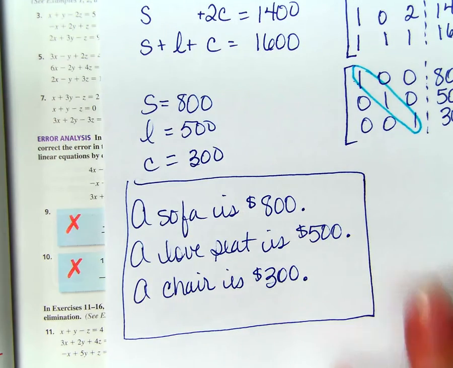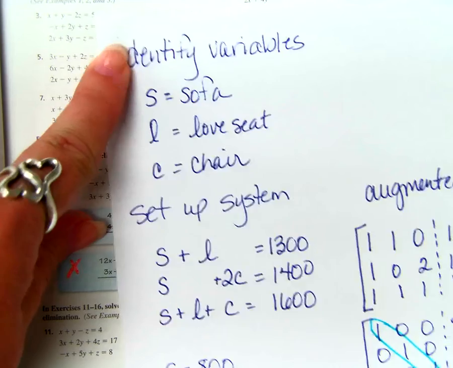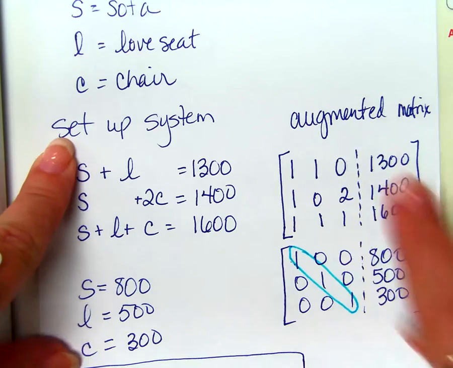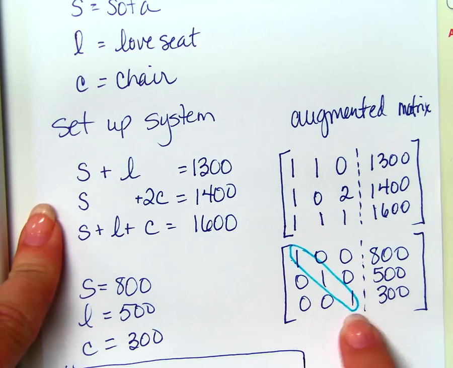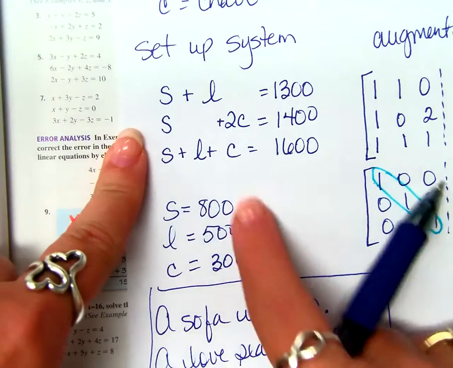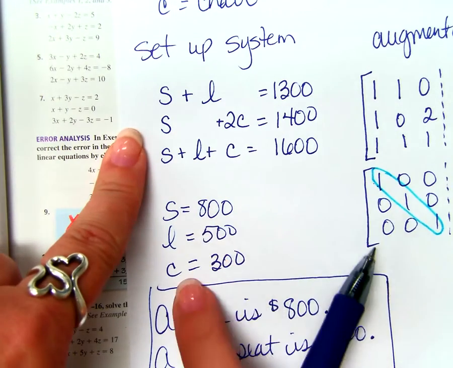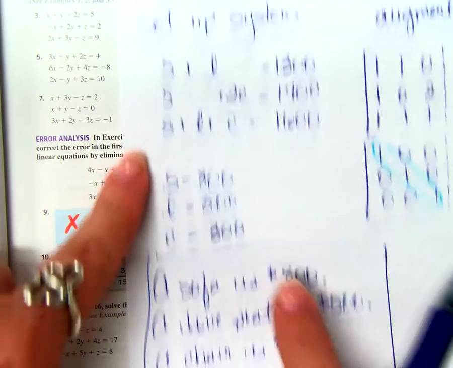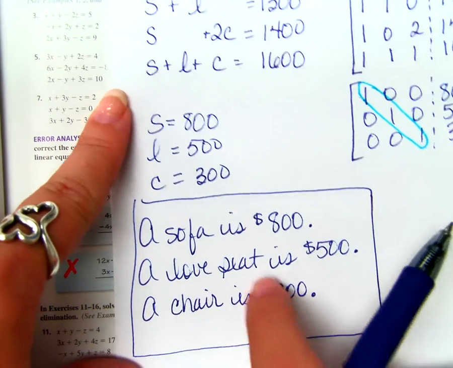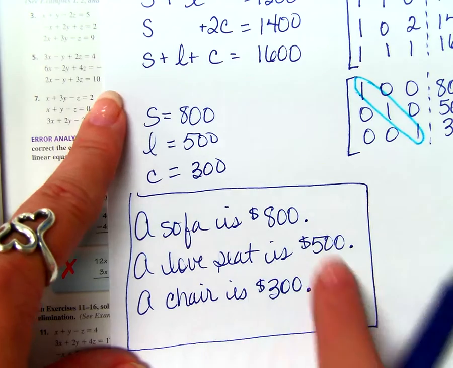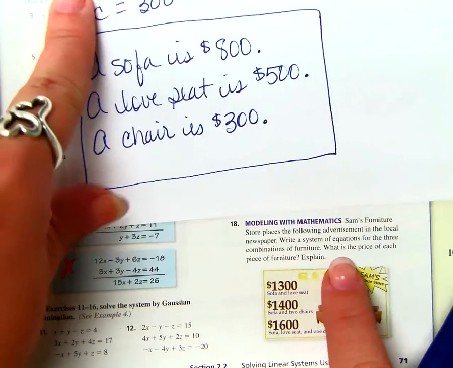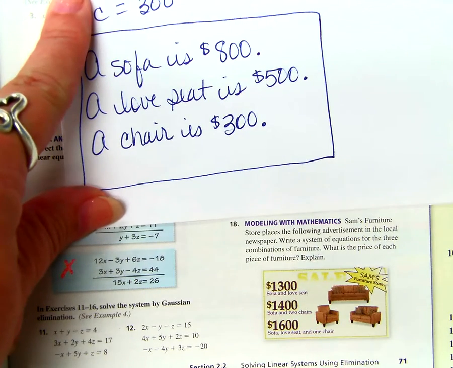Okay, so we identify our variables, we set up a system, we write our augmented matrix, let the calculator do the work, and get our answer matrix. Then we write down what our variables were and what we solved for them, and then we write our answer. This is our answer, not this. This is just a bunch of numbers. This answers the question that we were being asked, which was, what is the price of each piece of furniture?